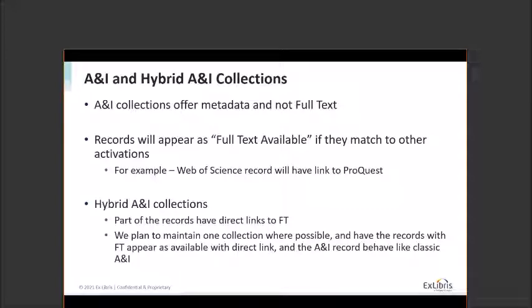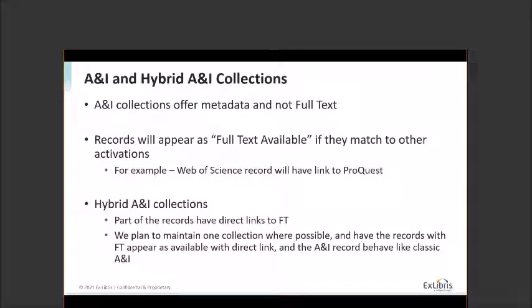In the Primo Central world, we couldn't handle this, and we had to split the collections into two. Now in CDI, we want to do it smarter, and we plan to maintain one collection wherever possible, one ERIC collection. We want to make sure that the records with full text will appear as available with a direct working link to the ERIC platform, while the ANI records will behave like classic UI, which means they will not appear as full text unless they are matching other activations.